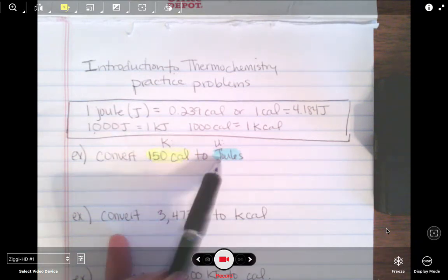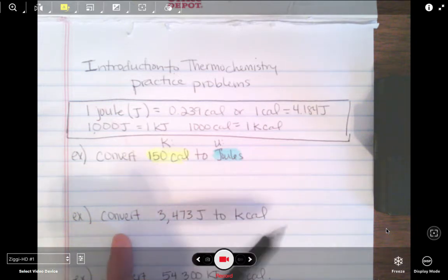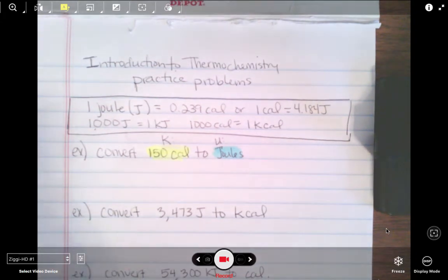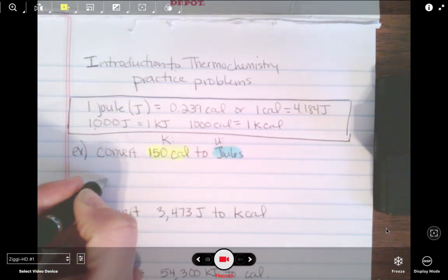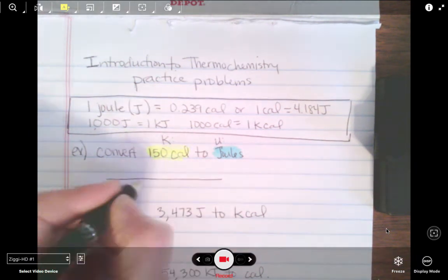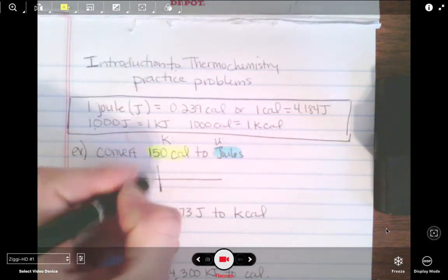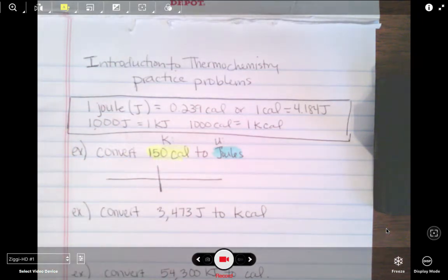Right now we're only converting between two units, but in the future it'll get more complicated, so it's important that we designate a path now. That way you have that foundation later when it gets more difficult. So the first thing I'm going to do is write a little T-chart. A T-chart is just a horizontal line and a vertical line, like that. So it's in the shape of a T.